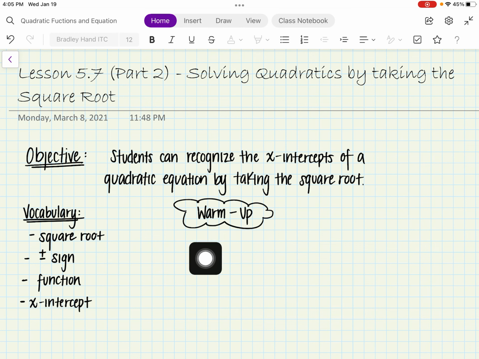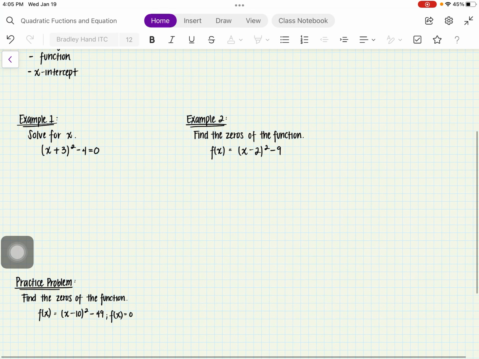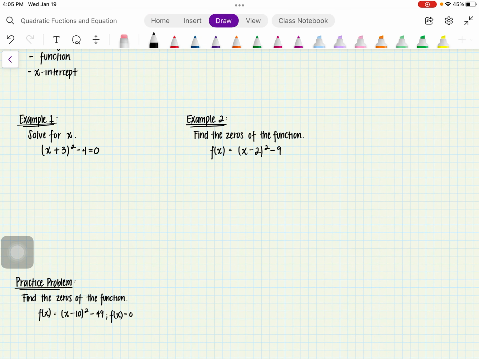All right, you guys, so let's go ahead and get started here on lesson 5.7. This is part 2, so solving quadratics by taking the square root. Once again, we have square root, plus or minus sign, function, and x-intercepts. We did see in yesterday's lesson the plus or minus sign just talks about having two solutions whenever you're taking the square root in an equation. So let's go ahead and get started here.